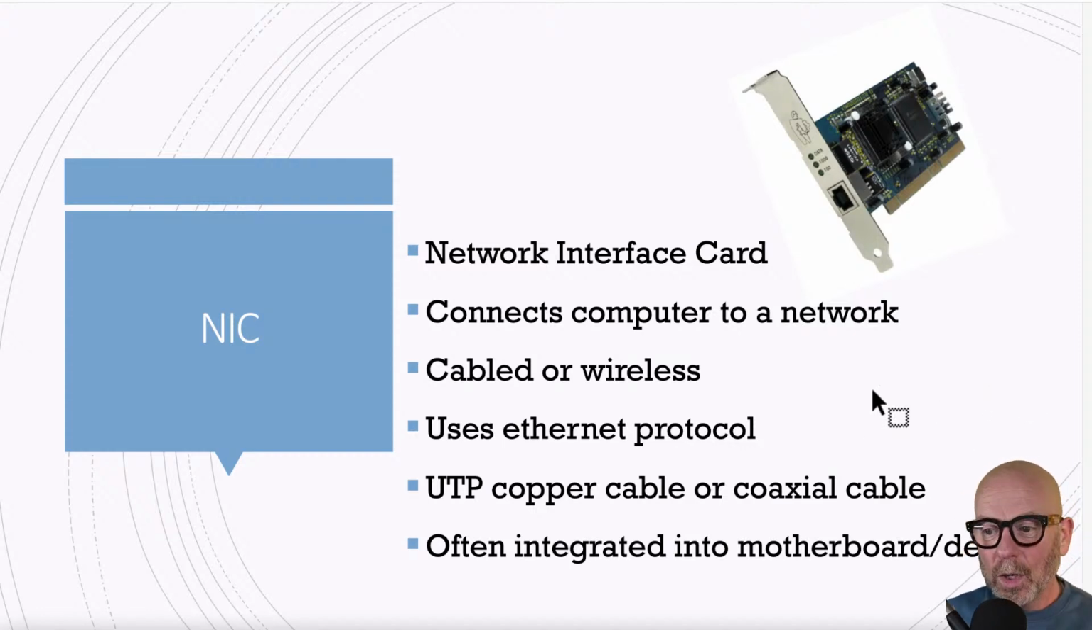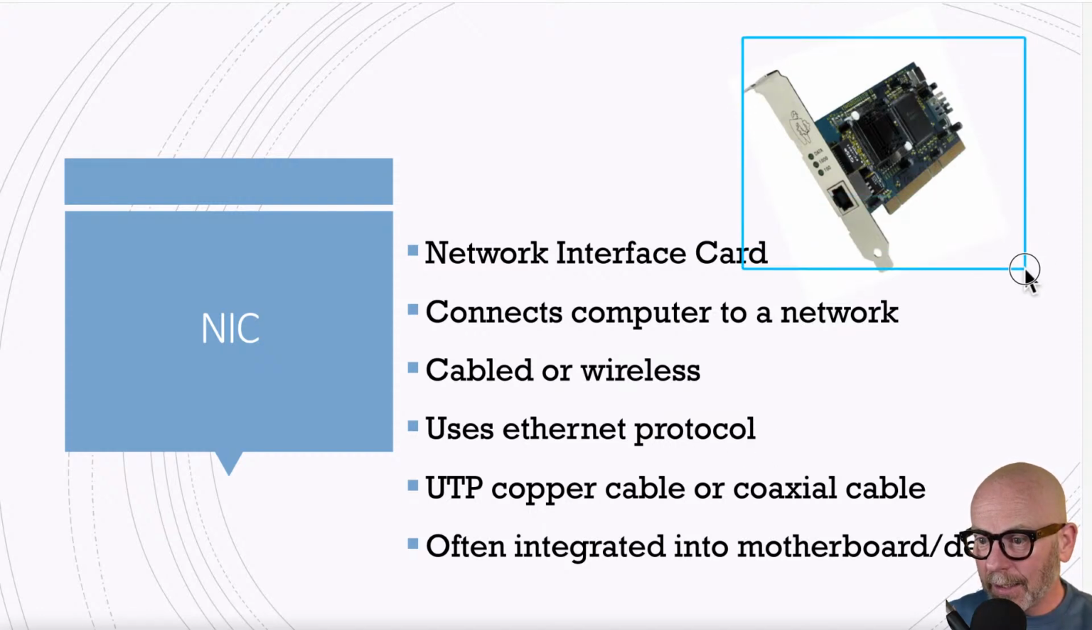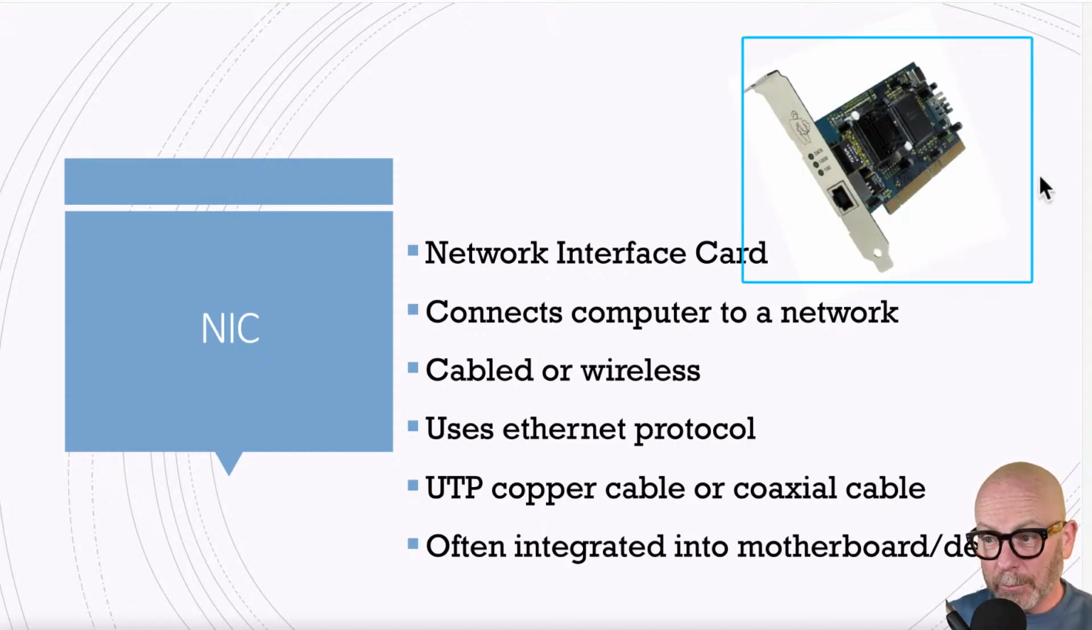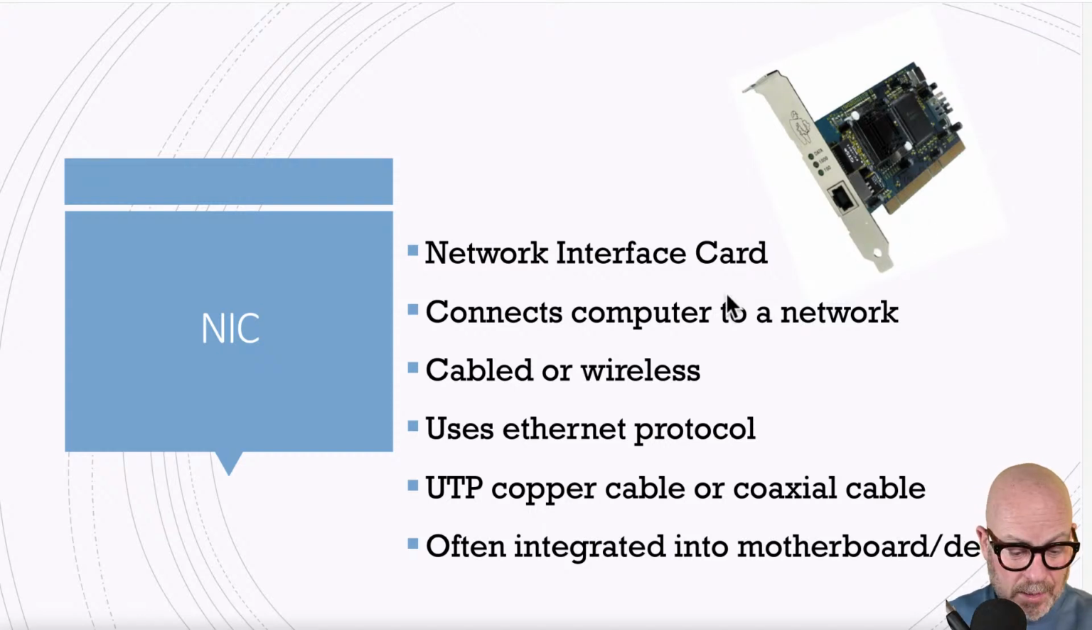Now we come on to the NIC, which is a network interface card. So this is plugged into the motherboard of your computer, and this is what plugs directly into your motherboard. This here is your Ethernet port, so you plug in your Ethernet cable. This is telling you whether there's data running through it, and this is telling you how quickly it's running through it.